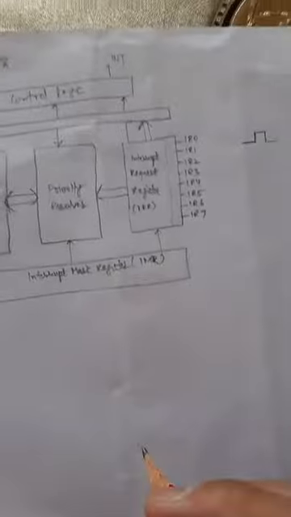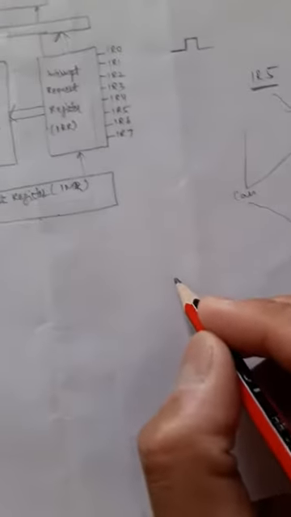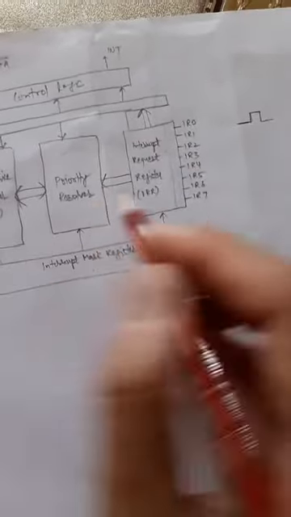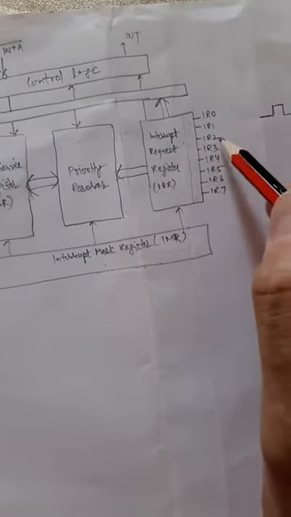Now see the example. Suppose the ISR of IR5 is going on, and IR2 and IR7 have occurred.